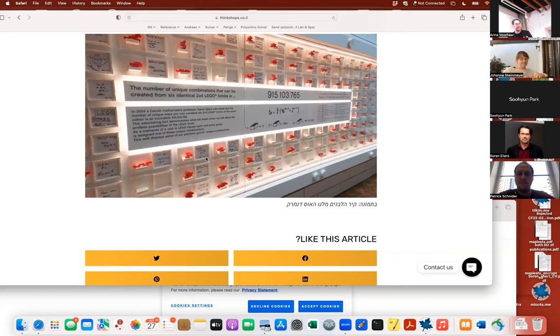And actually, the way it works is that when you leave the Lego House, you get issued your own combination. They give you a little plastic card and say, this is your combination. And then people ask them, what are you going to do when you run out of options? And they say, well, we have another 400 years at least. So this is somehow how they do it.